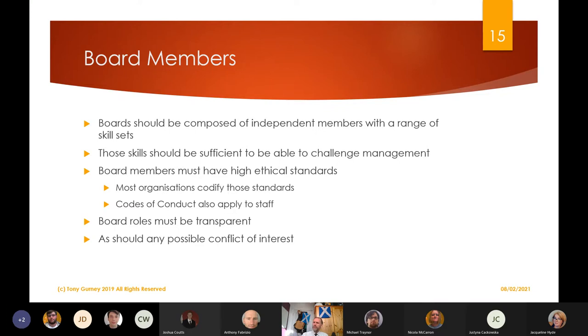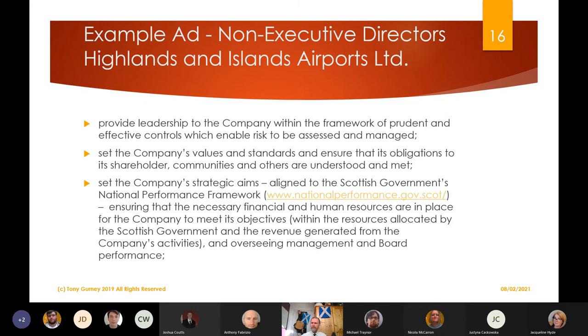So there's a whole bunch of things, a whole bunch of skills, and a whole set of thresholds that board members have to reach. And I can give you an example. What I'm giving you is an ad here for non-executive directors, in this case in Highlands and Islands Airports. Now this is owned by the government, and actually a lot of the documents and examples that I'm giving you come from the public sector.